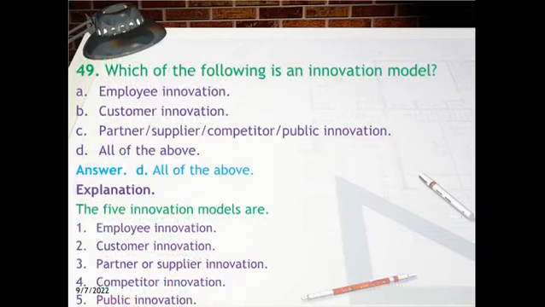49. Which of the following is an innovation model? Employee innovation, customer innovation, partner supplier competitor public innovation, all of the above. Answer: D. All of the above. Explanation: the 5 innovation models are: 1. Employee innovation, 2. Customer innovation, 3. Partner or supplier innovation, 4. Competitor innovation, 5. Public innovation.